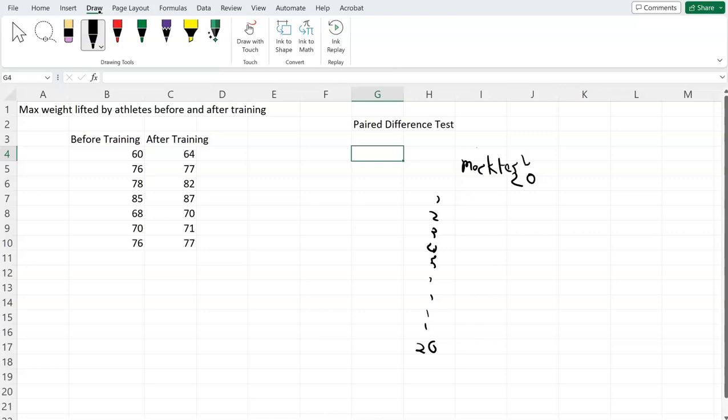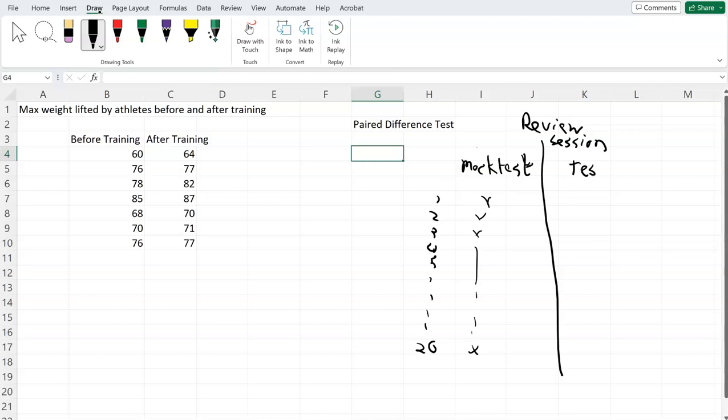After the test, they scored certain numbers. Afterwards, I did a review session, and then they took a very similar test again. I graded their test, and this is what they got. Now the question is, did their scores improve? In other words, did this revision session help them get better?